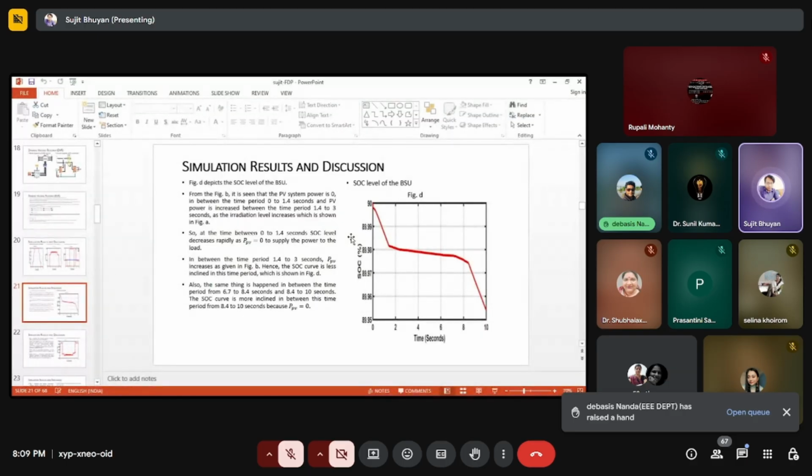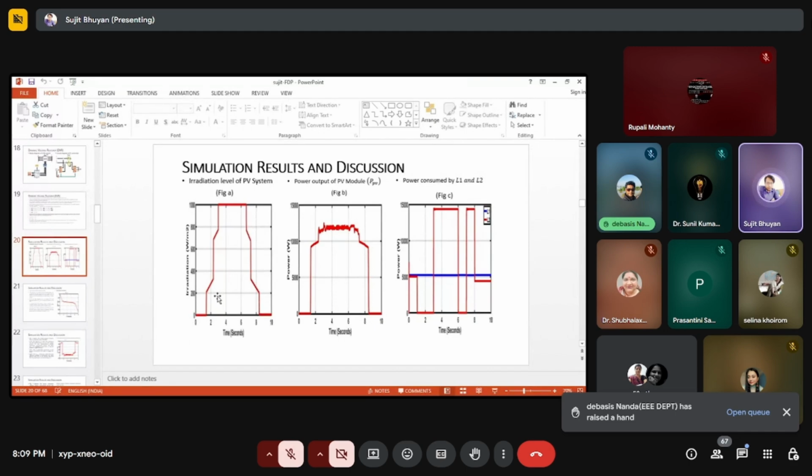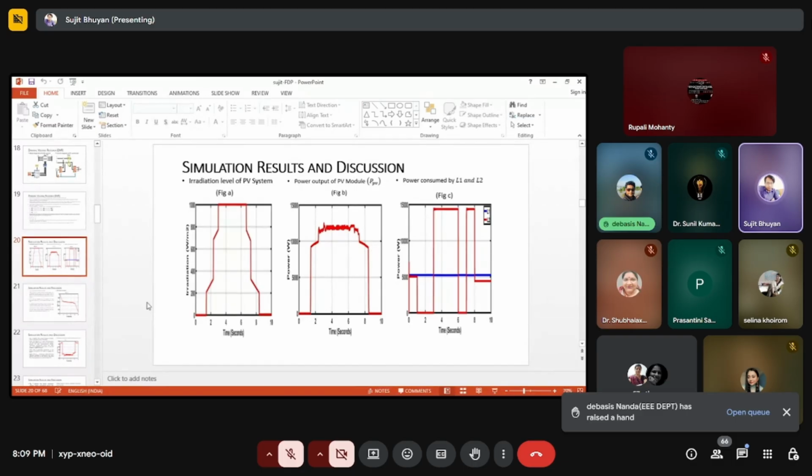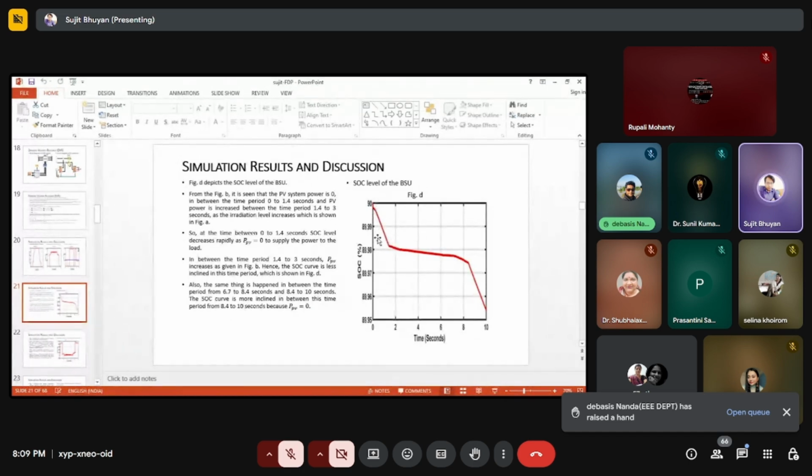See, here in this figure, this is the state of charge. Already I have described it to you. The state of charge varies from 90 to 20%. See, in figure A, the irradiation level is 0 from 0 to 1 second, meaning in the morning hours it is 0. And see, it drastically reduces from 90 to 89.98 because of the irradiation level. The irradiation power is 0, so the PV power is 0, right, between 0 and 1.4. The SOC is rapidly reduced because my condition says that when the PV power is unavailable, the battery will fulfill the demand, right?